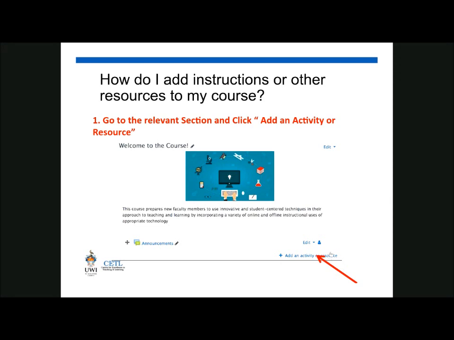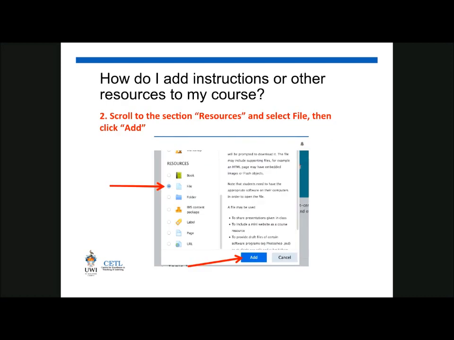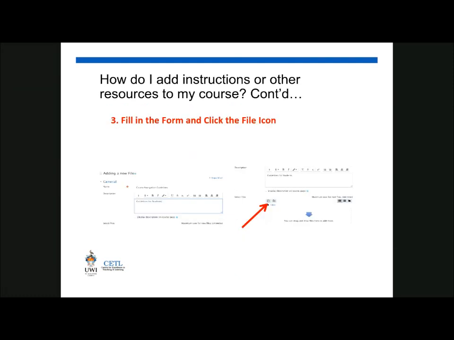You click it, the next page you will see is something like this. If you want to add a file, then you scroll to the section called resources. I'm pointing to it here, and you see you have all these options for things that you could add. You want to add a file, so you go here and you click file. Once you click file, then you click add. That will take you to another form, very similar to the one that you filled in for the welcome. Fill in the form.